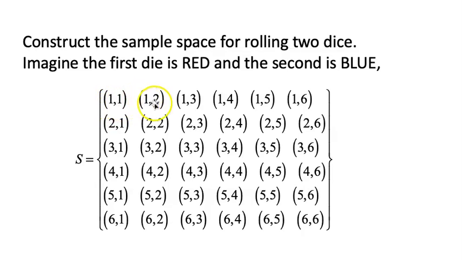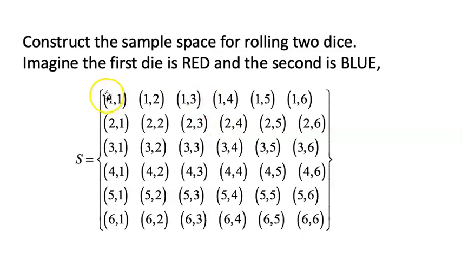1,1; 1,2; 1,3; 1,4; 1,5; 1,6; 2,1; 2,2; 2,3; 2,4; 2,5; 2,6; up through 6,1; 6,2; 6,3; 6,4; 6,5; 6,6. These are all equally likely outcomes. 36 possibilities. Now, we said earlier that all the possible totals are 2 through 12.